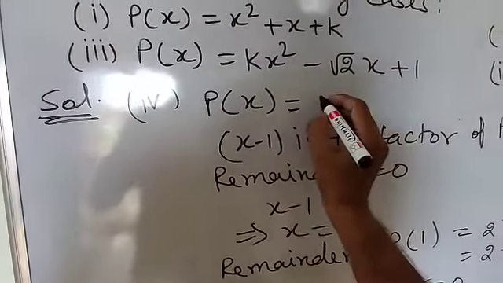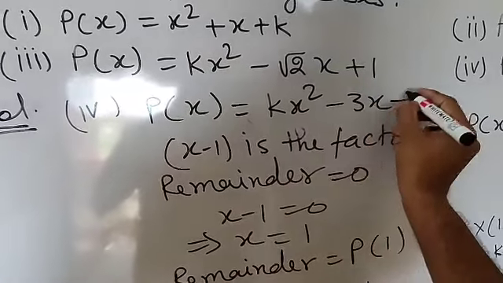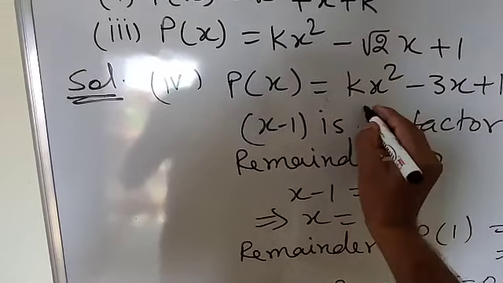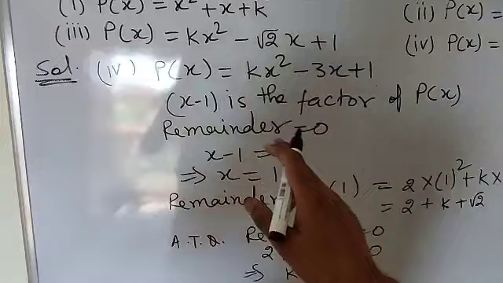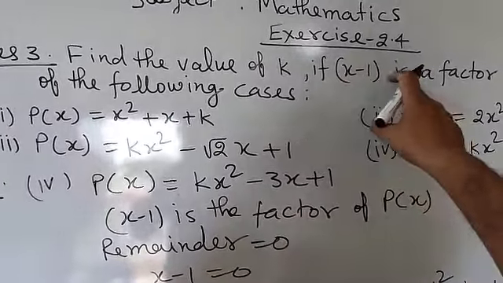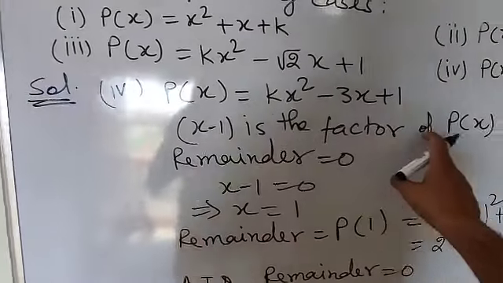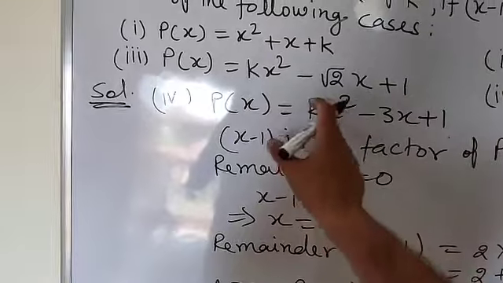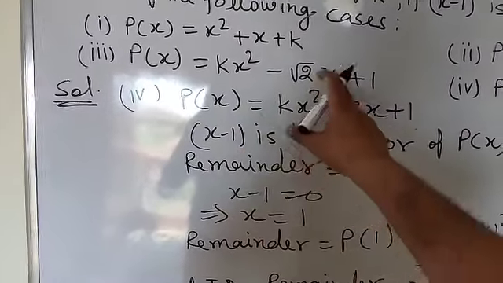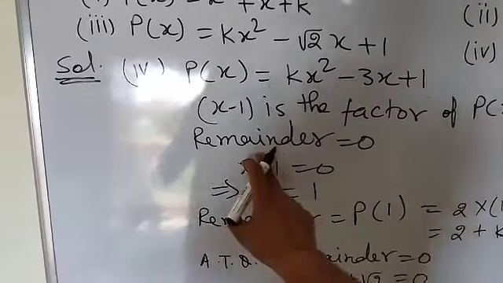In the fourth part it is given kx squared minus 3x plus k, and again, students, this polynomial is going to be divided by x minus 1, and x minus 1 is a factor, which means the remainder will be 0. So x minus 1 is a factor of this polynomial p(x). Only the polynomial changes; the divisor is the same in every part.